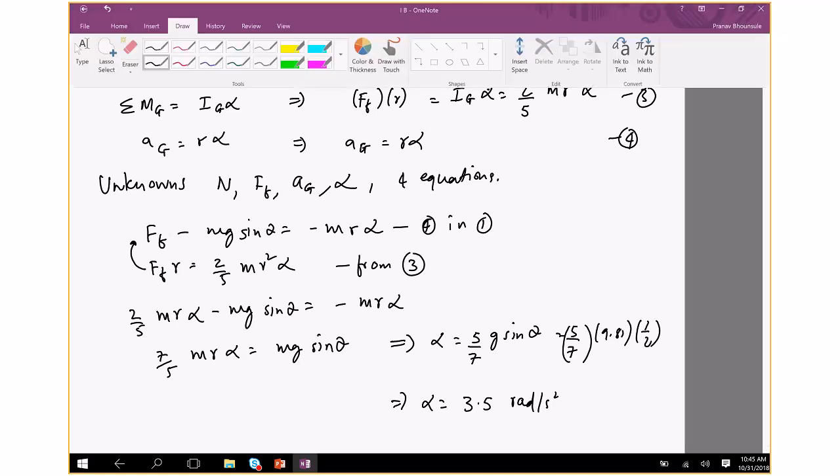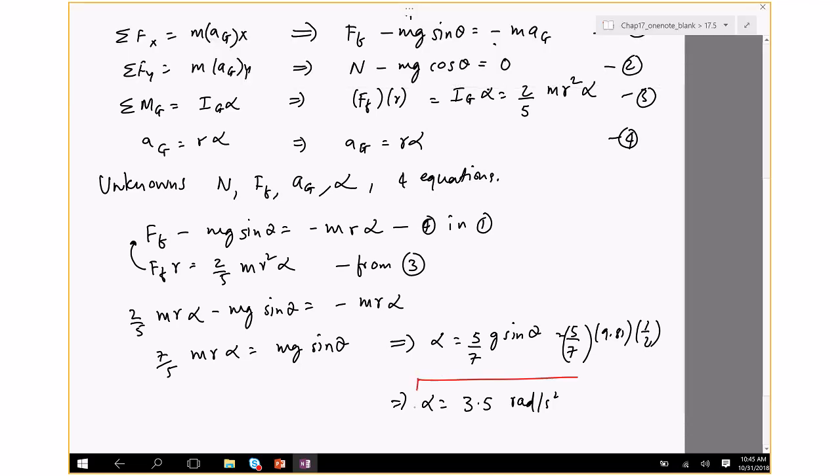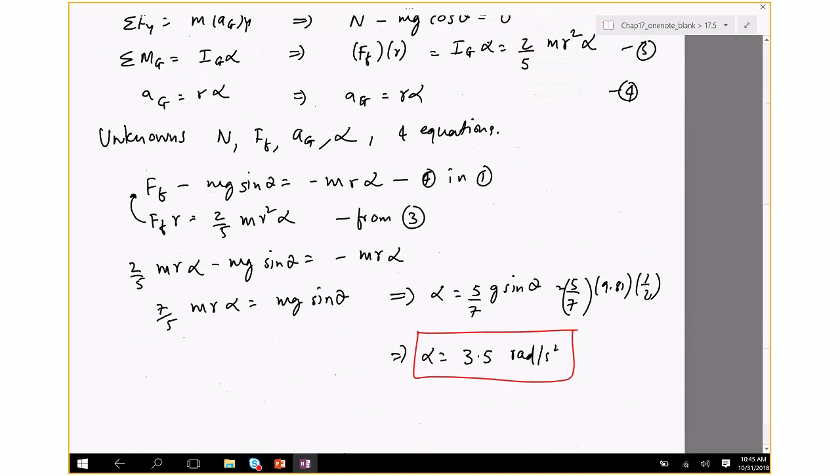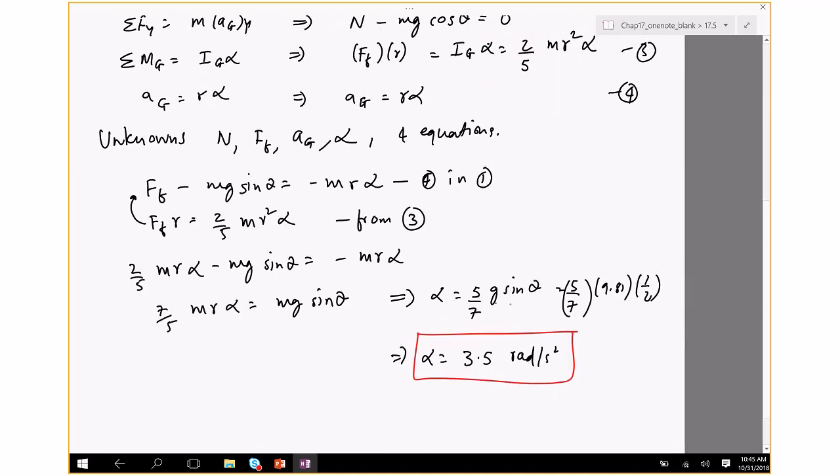What's the radius again? The radius is 0.15. Did I miss it? I think I missed it. This should be divided by r, so this should be divided by 0.15. Sorry, it should be 23 point, sorry, should be 23.6.